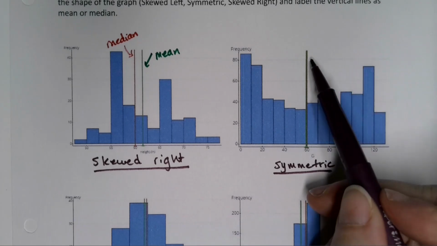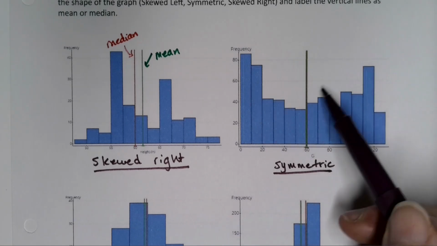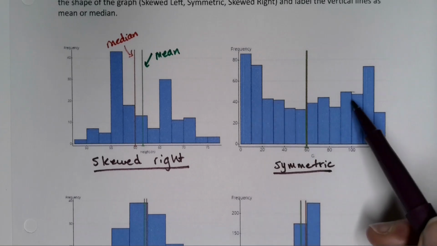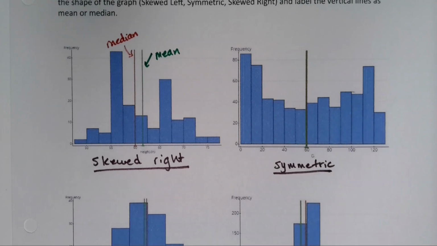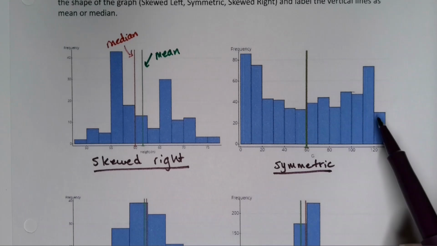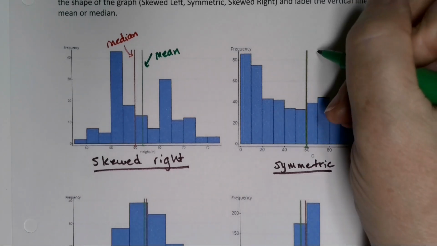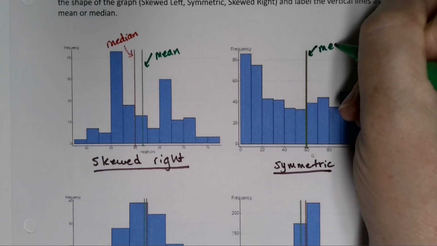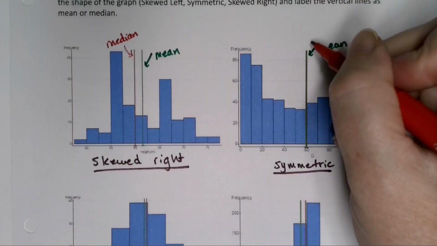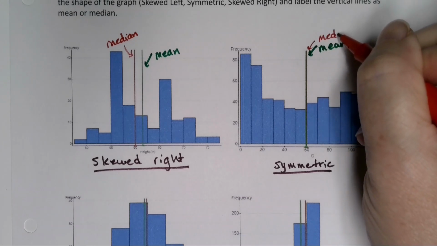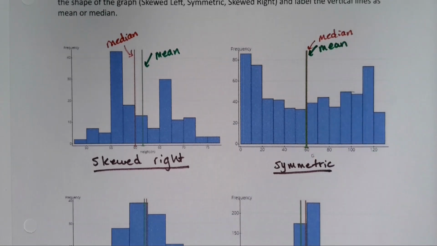All right, now what about this? This is symmetric, and you can tell, look at it. I mean, it's kind of even Stevens on both sides, right? That's symmetric. And it's not perfect, of course, because this is real data, but it's close. And yes, these are real data. They did come from somewhere. So both the mean and the median are at the same spot. That's how you can spot a symmetric graph, because the mean and the median are very, very similar.